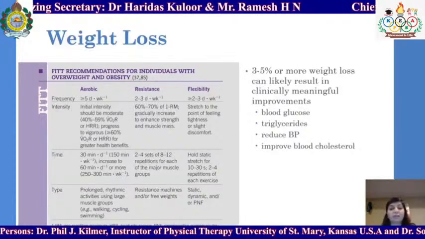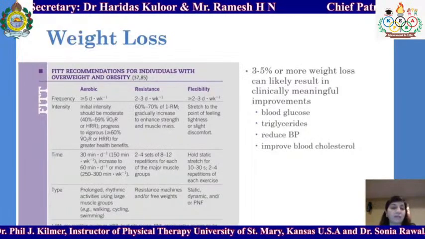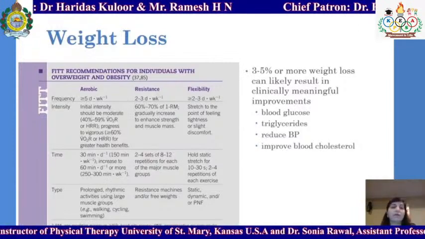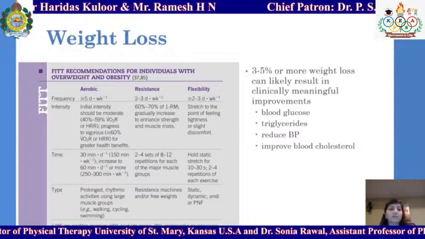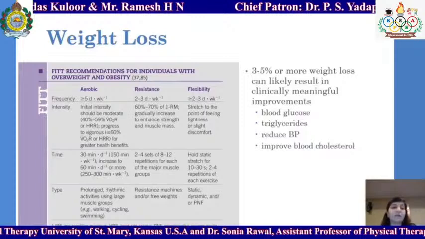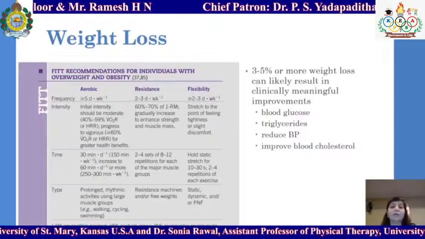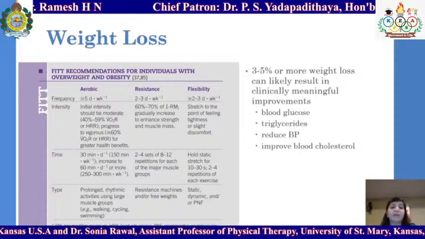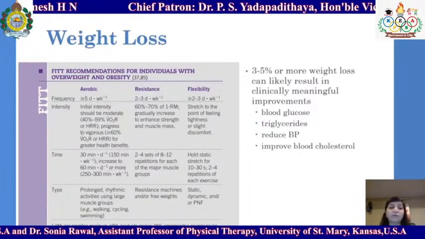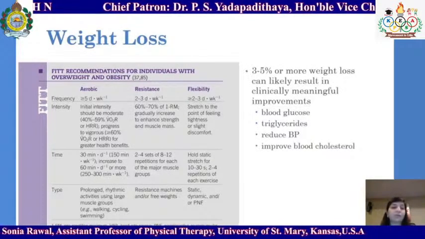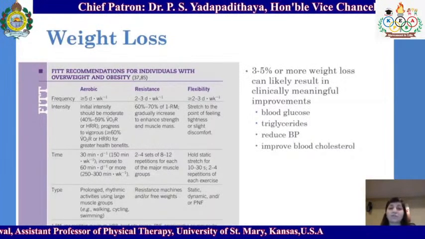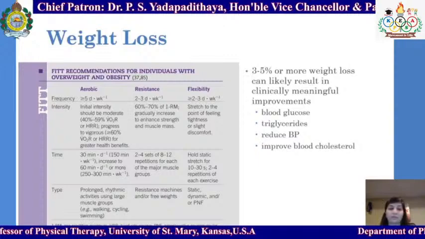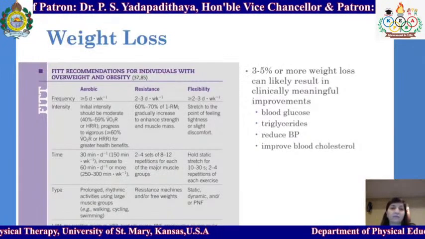Here are some of the recommendations made by the American College of Sports Medicine. Again, a combination of aerobic, resistance, and flexibility exercises. Aerobic exercises at least 5 times a week, but here the intensity can be moderate to vigorous, if possible. Again, 30 minutes per day is a total of 150 minutes in a week, including larger muscle groups for aerobic exercise. Resistance exercise could be two to three times a week with machines or with free weights, and also supplemented with flexibility exercises.